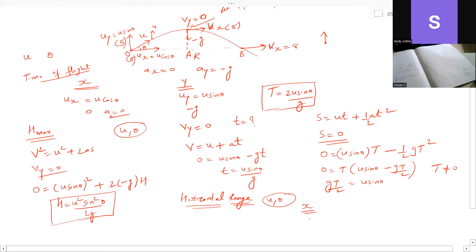Along x you can use ux equal to u cos theta, and ax equal to 0. In this case you have to use the time. So we can use s is equal to ut plus... yeah, s is equal to ut. Perfect. Just try it down and get the answer. Acceleration is 0, right? So this part will become 0.